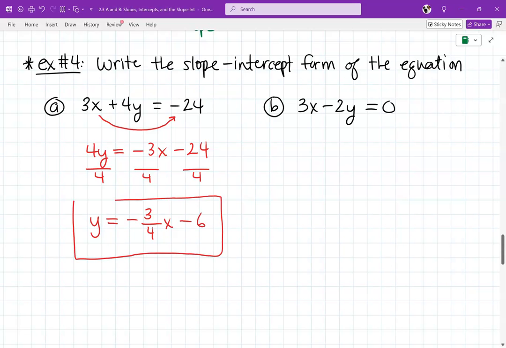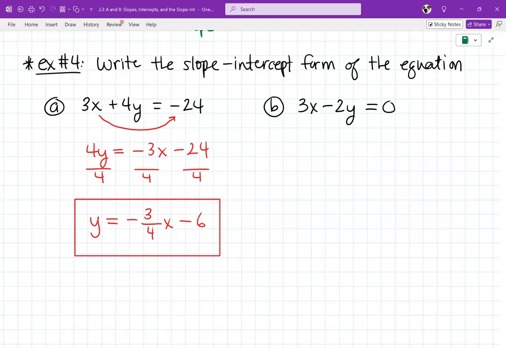And I'm done. That means that if I was going to graph this, I would start at negative 6 on the y-axis. And then from negative 6, am I going to go up or down 3? Down, right? Because it's a negative 3/4. I'm going to go down 3 and 4 times to the right. And that'll be my next point, then I just connect the dots.